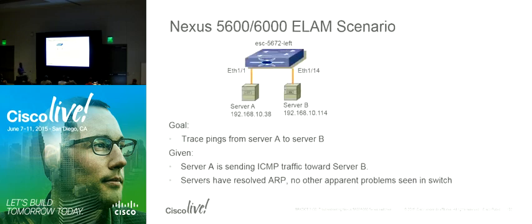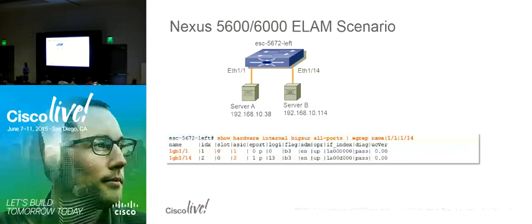So again, I'm using this as my case study. I have a server sending ICMP traffic to server B, and I'm going to use ELAM to track these ICMP packets. One beautiful thing about Nexus 5600 and 6K is you don't have to really know which ASICs, but it's always good to be very specific. So I always configure ELAM based on a specific ASIC, but you don't have to. You can do ELAM across the chassis and all ASICs.